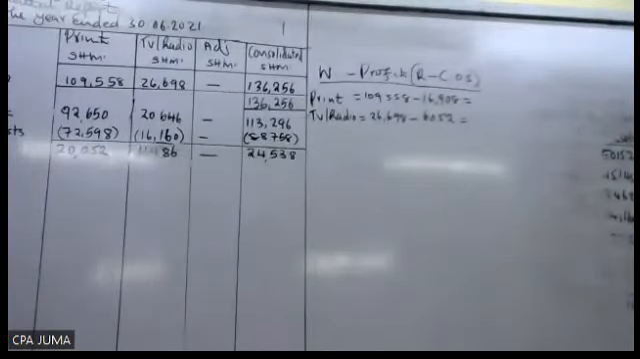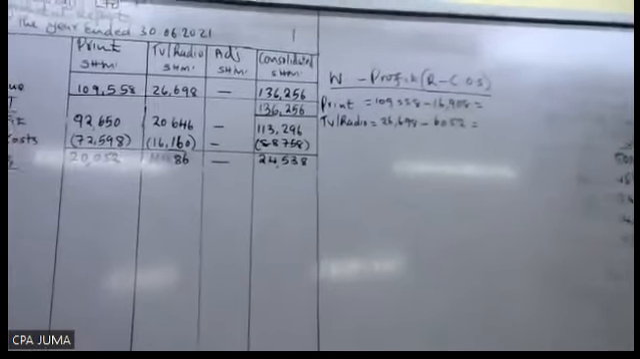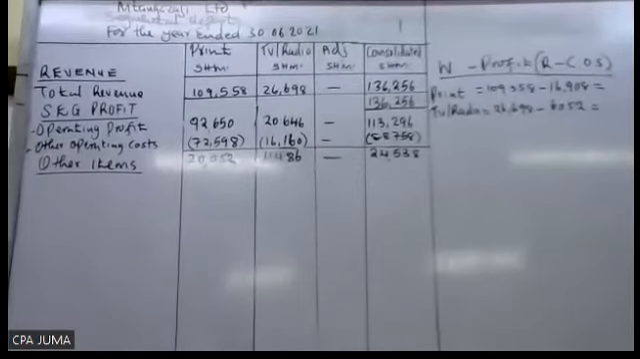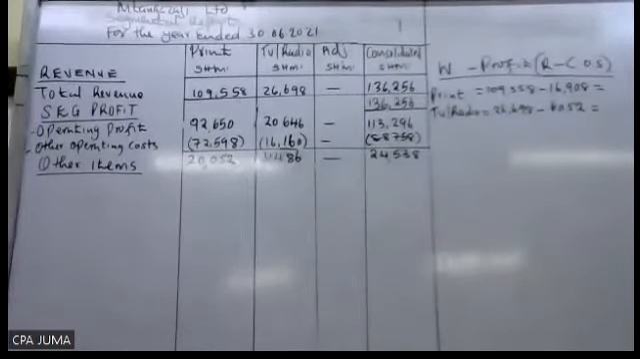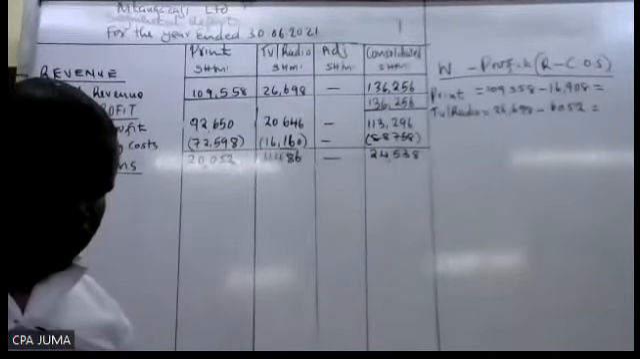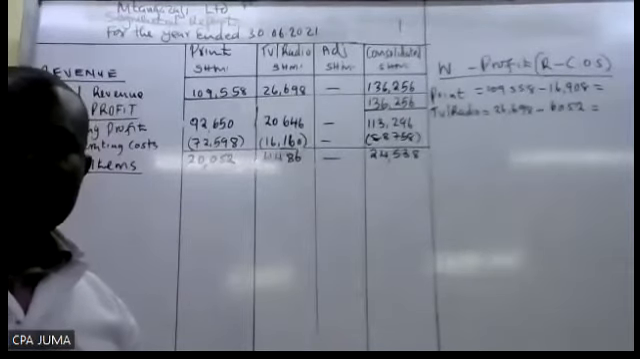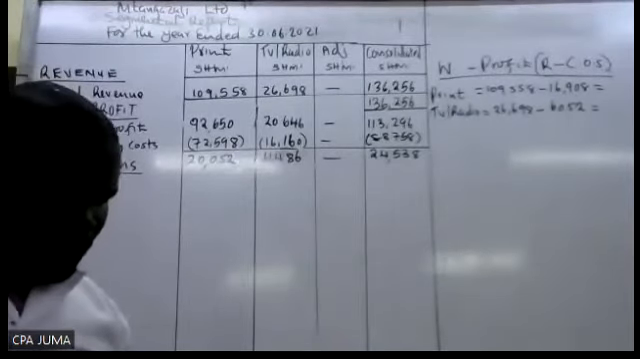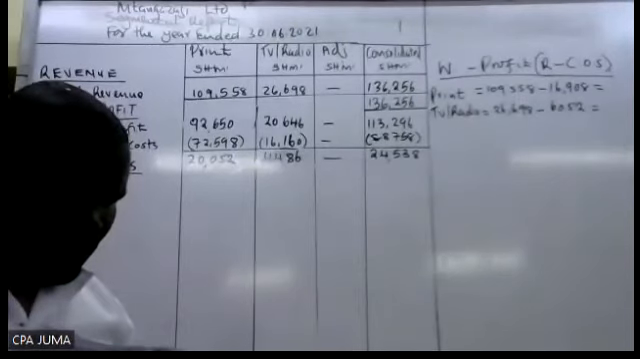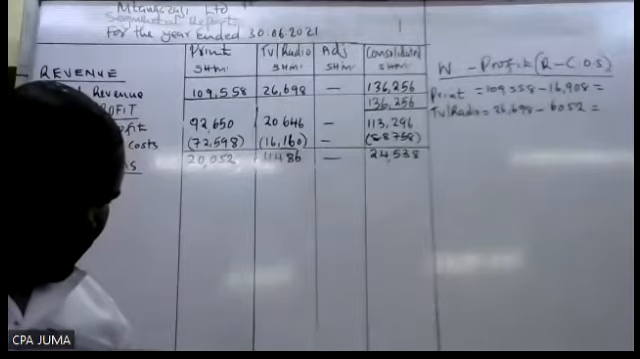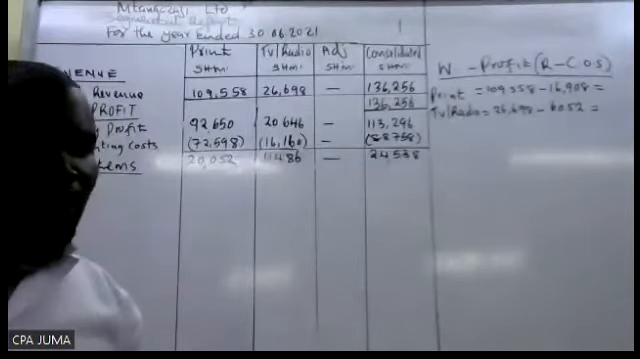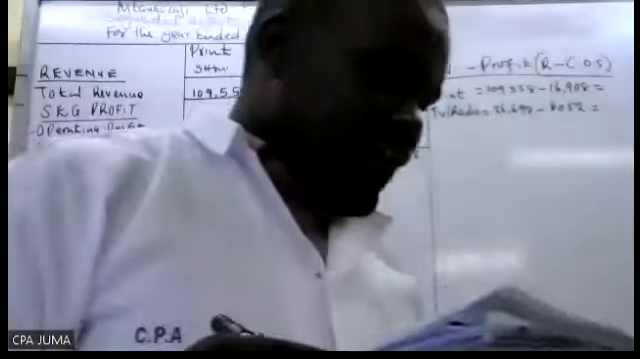Other items. Other items, can you check for me? John is asking whether there is an allocated other operating cost. Yes, there is. An operating cost. Yes, it's only other items.